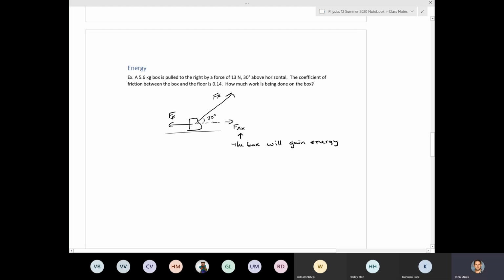Okay, an applied force is an input of energy. It's giving something energy. The FF will take energy away. The box will lose energy. So when I say how much work is being done on the box, the FAX is giving the box energy, the FF is taking energy away from the box. How much total work is being done?